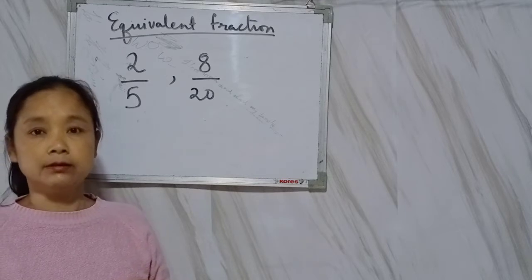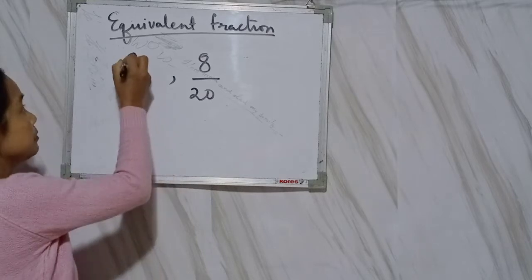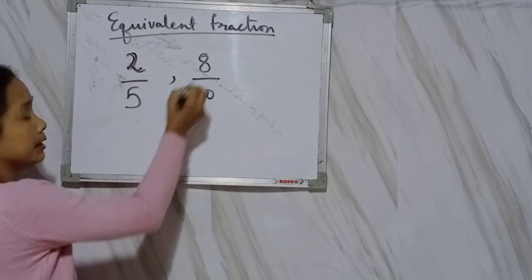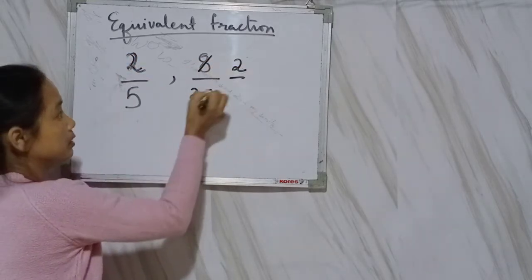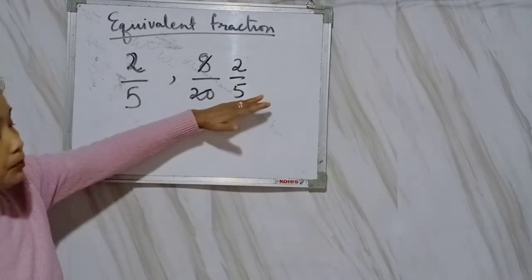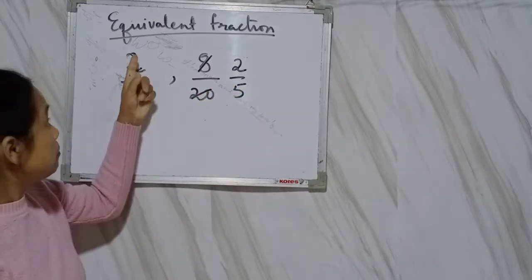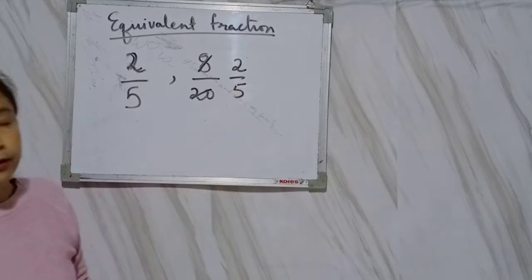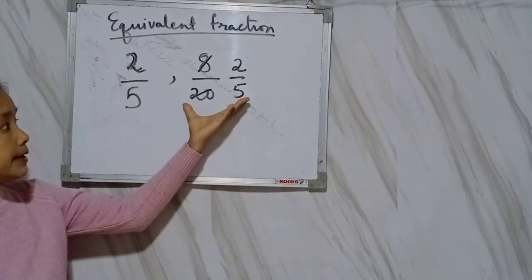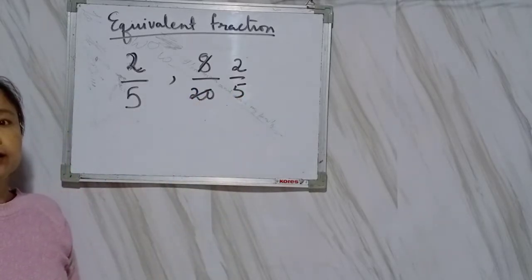Here, this we cannot cancel it, isn't it? Then here 4 2s are, 4 5s are. Here, when putting it in the simplest term, you are getting exactly the same fraction, isn't it? So, this type of fractions are called equivalent fraction.